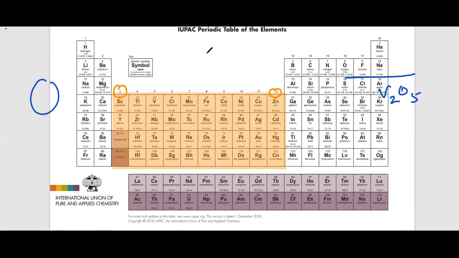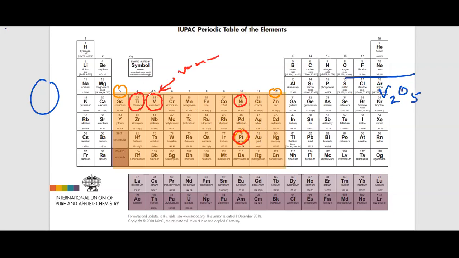Okay, now most of these metals are used as catalyst. Platinum, right? Then nickel. Where's nickel? Here, nickel, right? This is vanadium. Here you can see atomic number 23, vanadium.